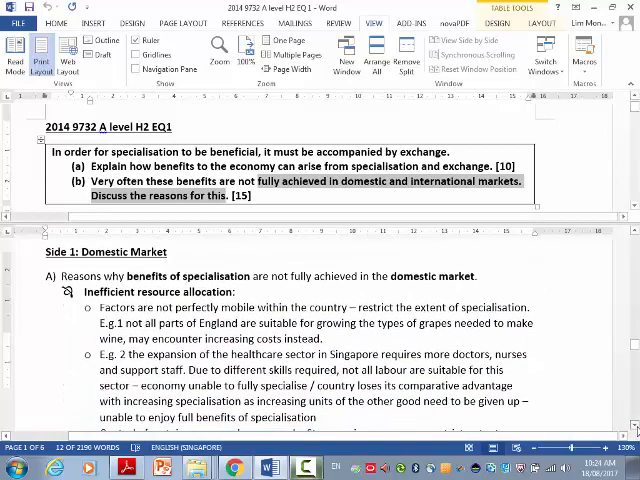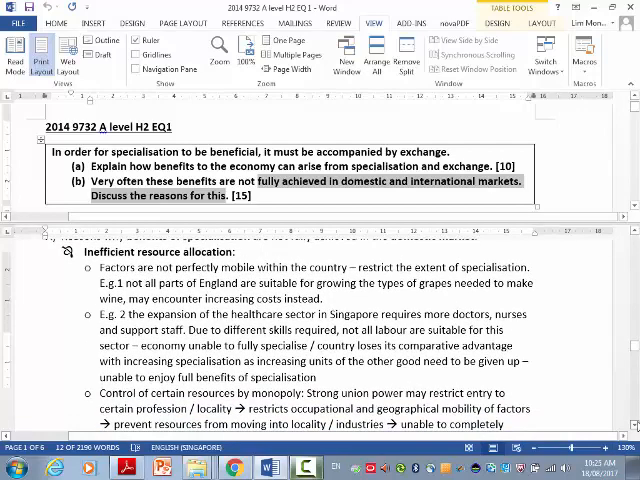So reasons why benefits of specialization are not fully achieved in domestic market. Remember, we talked about benefits of specialization, benefits of exchange. We need to do it 2 times. That means benefits of specialization and benefits of exchange in domestic market. That's 1. Benefits of specialization, benefits of exchange in your international market. That's 2. So you do it 2 times. Okay? So firstly, it could be because of inefficient allocation of resources.